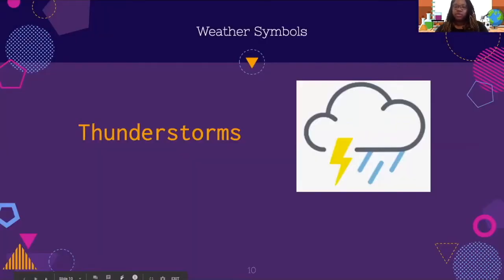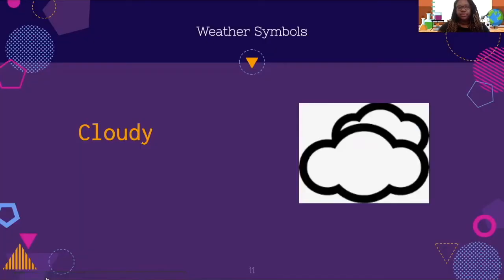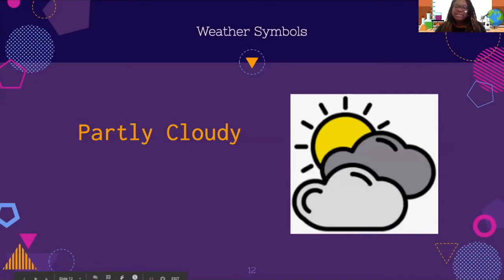All right, thunderstorms. So now we're getting into symbols that you might just see on a map or see when they're doing the 7-day forecast, all right? If you see a little lightning bolt like this, you know that there's going to be a thunderstorm. Right here with our clouds, obviously that means cloudy weather. If you see a little sun peeking out, that means you're gonna get partly cloudy, which means it's not gonna be a completely gloomy day, a little bit of sun is gonna happen.